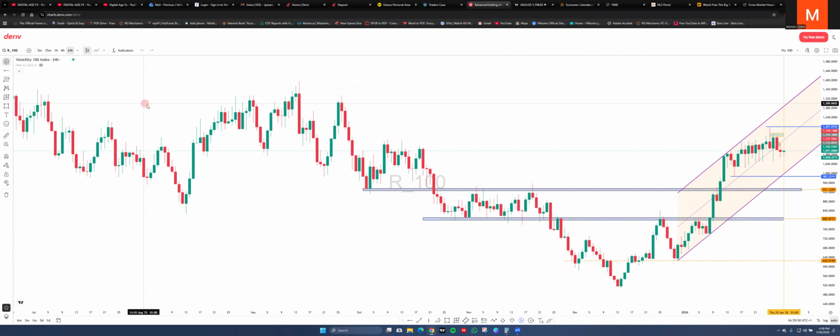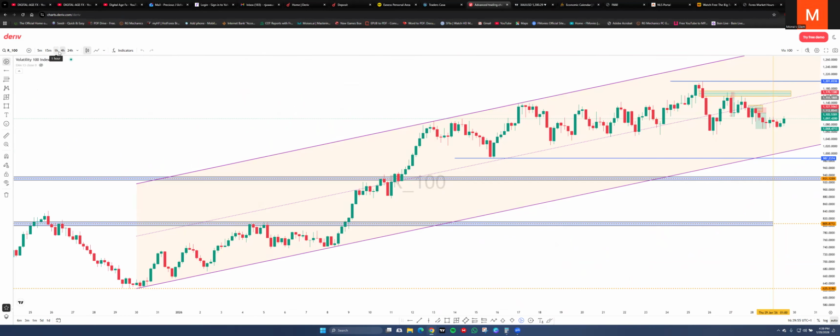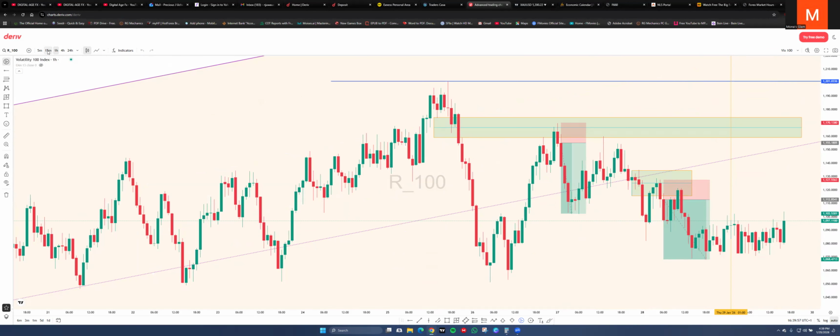Okay, this one I was trading. I traded this one. I took my profit on it and I left the trade. I think I joined this trade on a 1 hour. Yes, it was on a 1 hour.